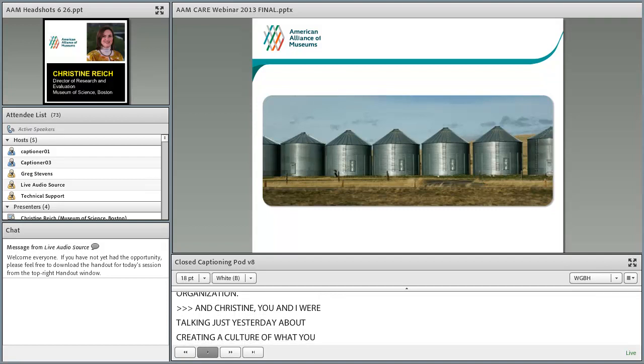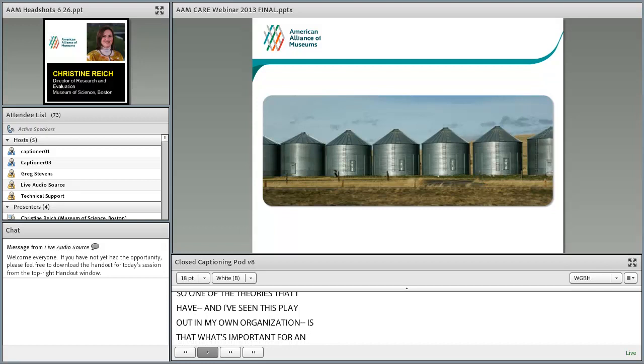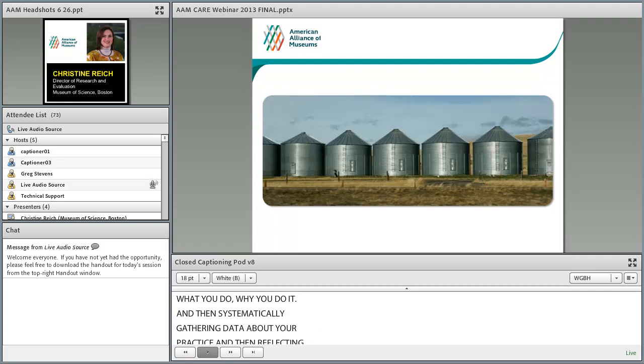Yes. So one of the theories that I have, and I've seen this play out in my own organization, is that what's important for an organization is not to have an evaluator on staff or an evaluation department, but to really be engaged in this process of evaluative thinking. And evaluative thinking is being defined with people in a broader evaluation field, not just museum evaluation, as getting honed at asking questions about one's own practice. So thinking critically about what you do, why you do it, and then systematically gathering data about your practice, and then reflecting upon that data to see what this means for how I can improve the way I do things.